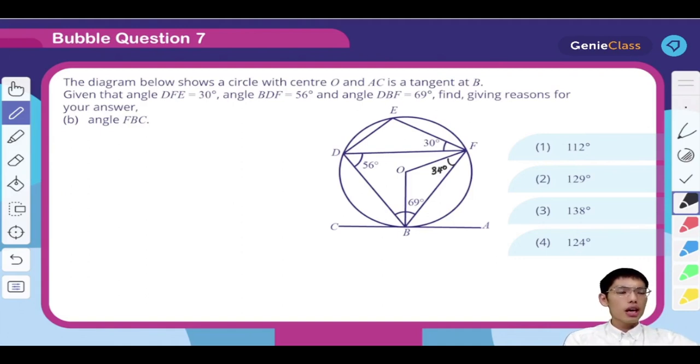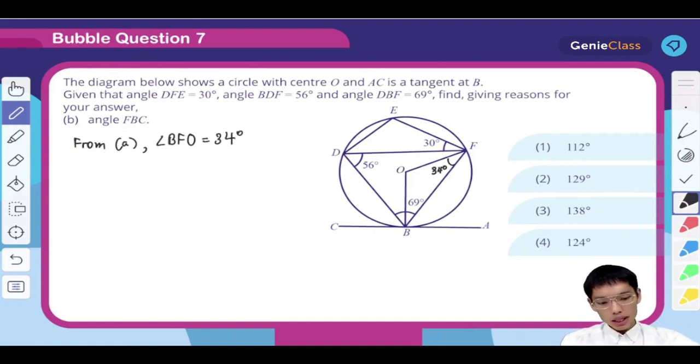Launching the bubble launcher in 3, 2, 1. Let's go. Okay, this one should be rather quick if you know your properties well. So take note, I know from part A, okay, I'm not giving the answer because part A is just my angle BFO is 34 degrees. So what can I do next? What is another property I can use? Look at the question. What is the angle I'm finding?